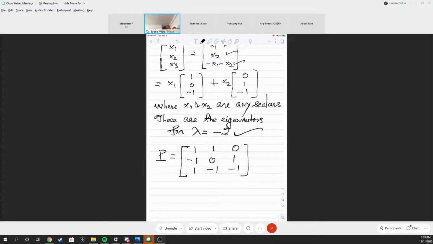Yeah, your P inverse AP, it depends on how you write, but that's not a problem. It will be exactly this, not exactly, this is the kind of thing.